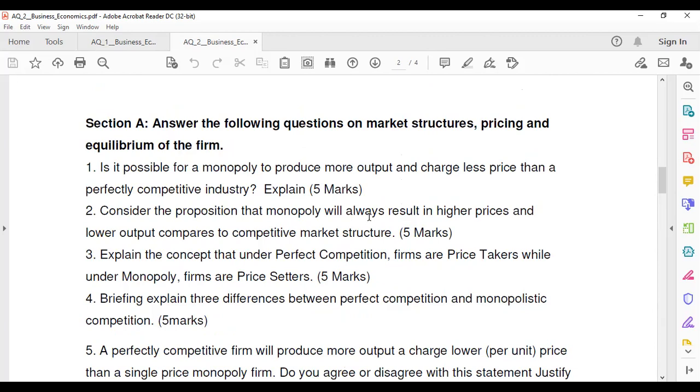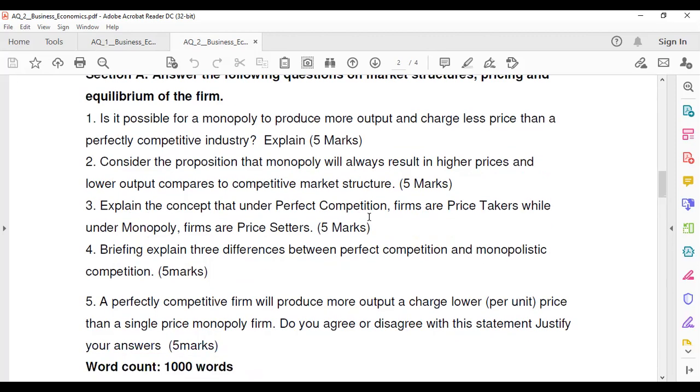The first question, is it possible for a monopoly to produce more output and charge less price than perfectly competitive industry? So you need topic 1 and topic 2, whenever you cover, you should be able to answer this question. Consider the proposition that monopoly will always result higher prices and lower output compared to the competitive market. We know that monopoly is, there is only one person in the market. So you need to show your justification how monopoly will always result in higher prices and why, and give references.